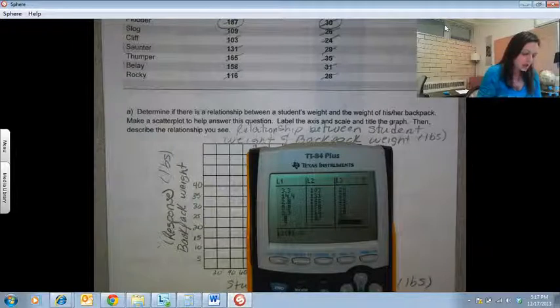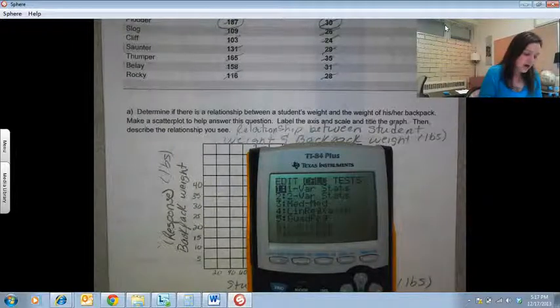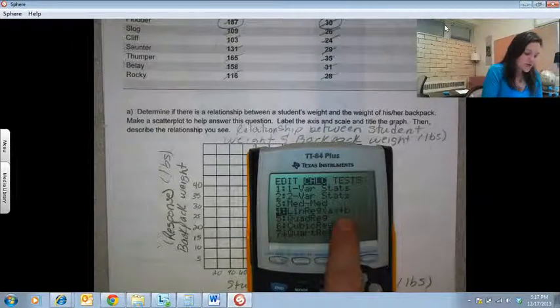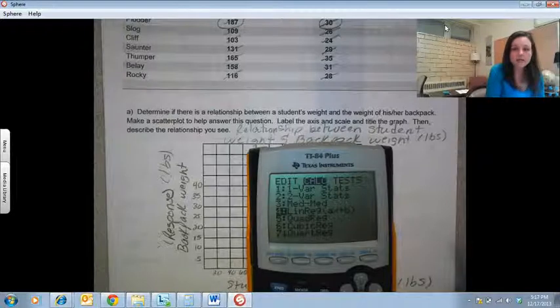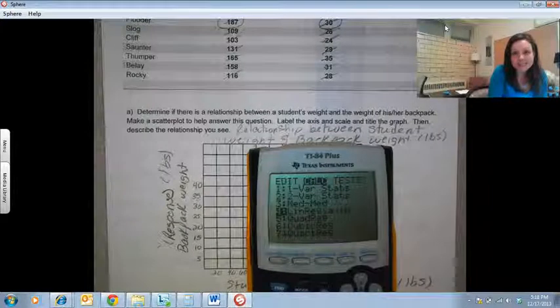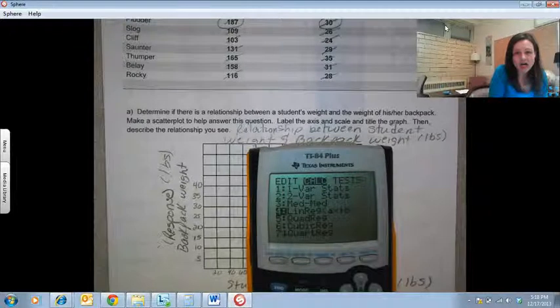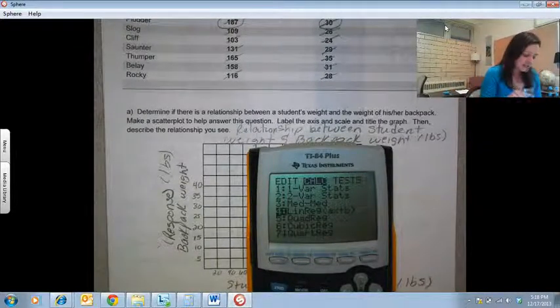We're going to go into stat, calc. We're going to go down to linear regression. Now remember, this is where it's important. Before this point, you have had to turn the diagnostics on by doing catalog, which is second 0, arrowing down to diagnostics, turning it on. I did that in a previous video. Okay, and I've already done this. I hope it's still there.